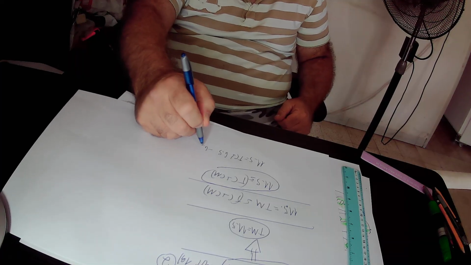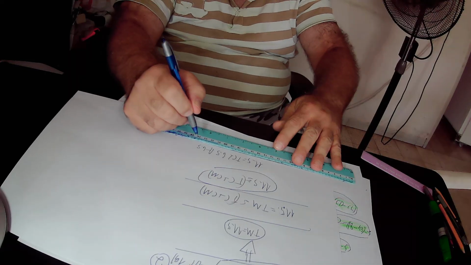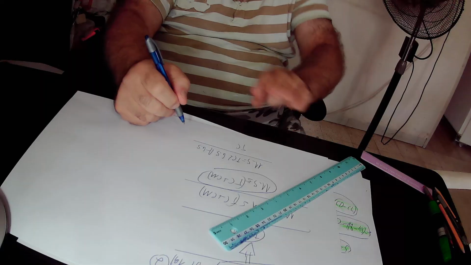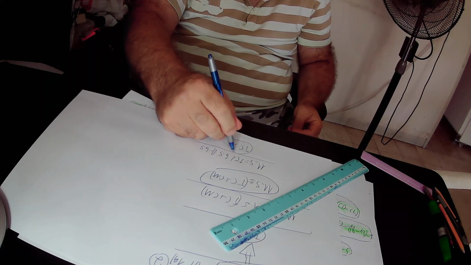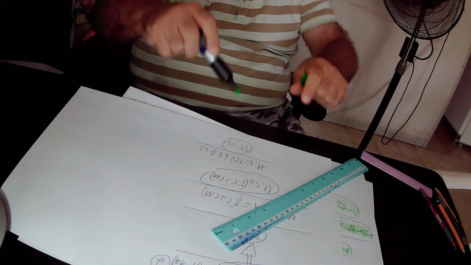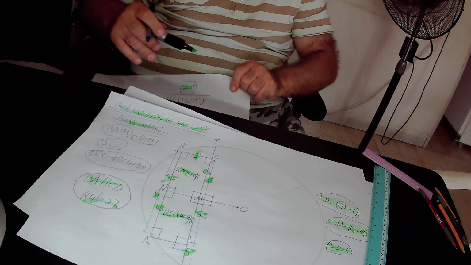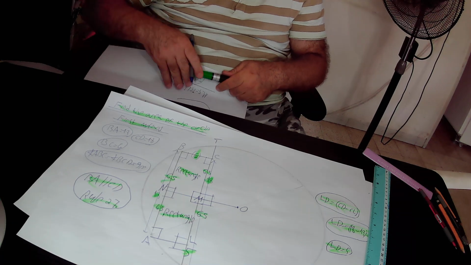Here we subtract 6.5 from the equation, and we get that TC equals 11.5 minus 6.5, which is 5. So TC equals 5 units in its length. This is segment TC, which equals 5 units in its length.